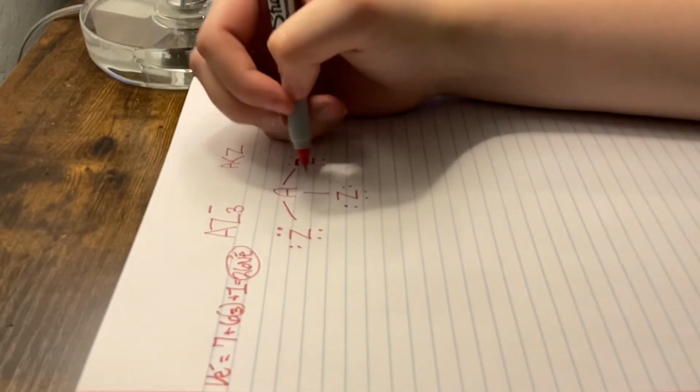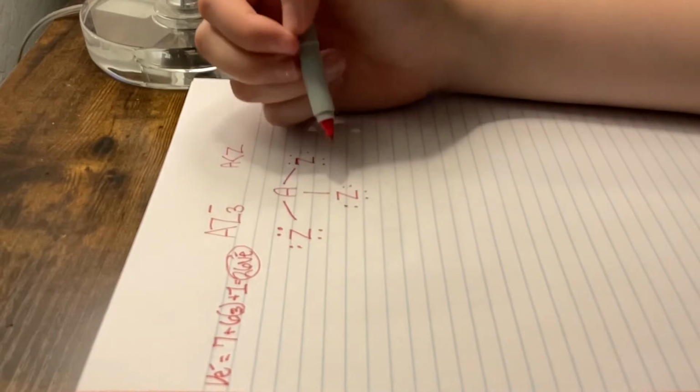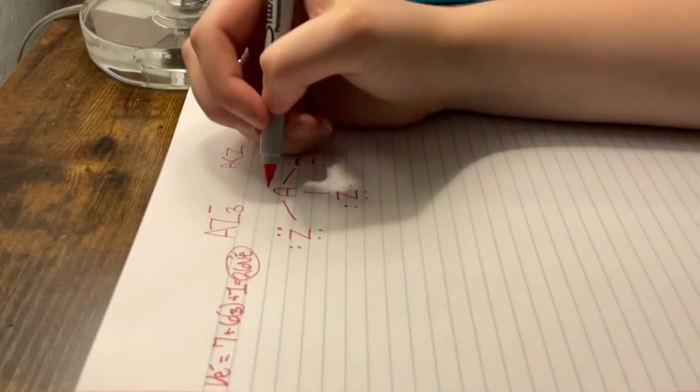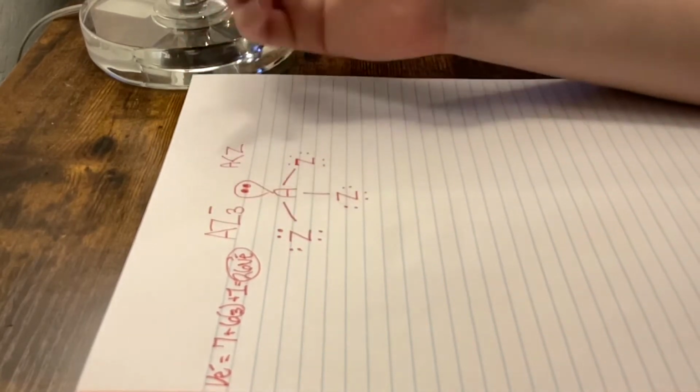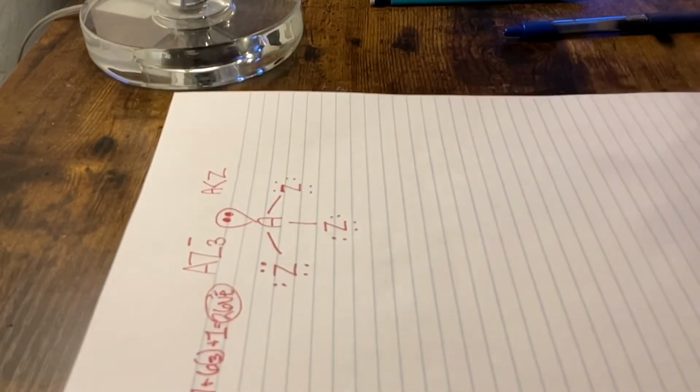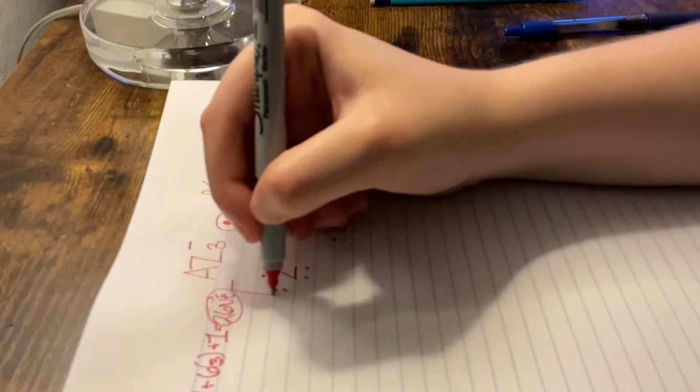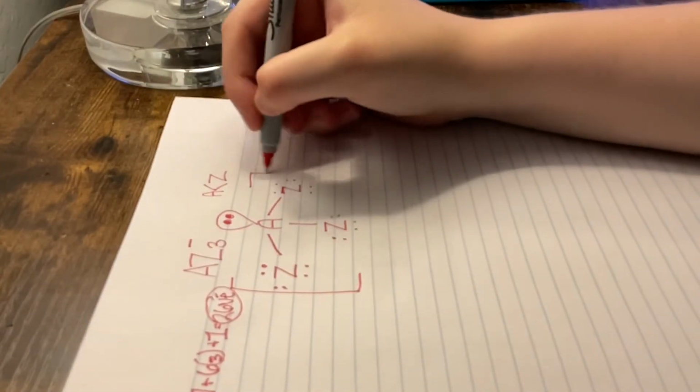The A only has 6 valence electrons. 2, 4, 6. So I'm gonna put a lone pair on top like that. Alright, and we don't want to forget that it has a negative charge on there as well.